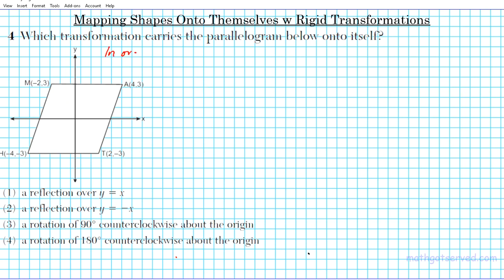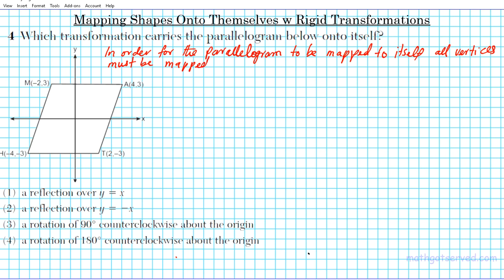In order for the parallelogram to be mapped to itself, all vertices, so these 4 vertices that we have here, must be mapped to themselves.